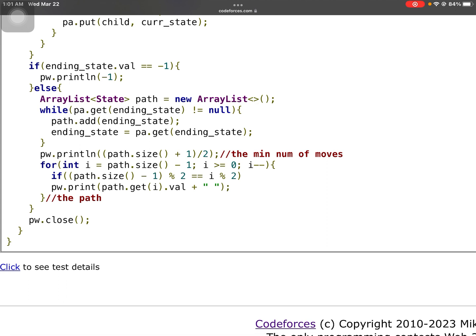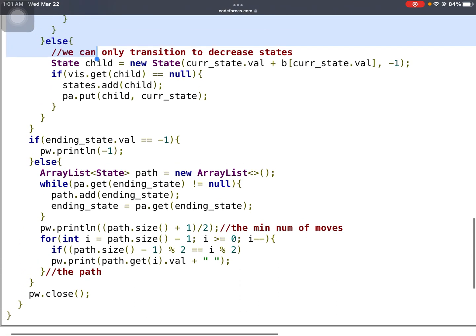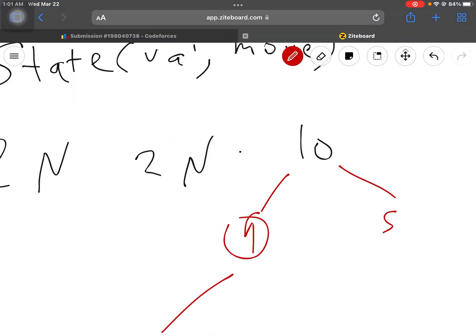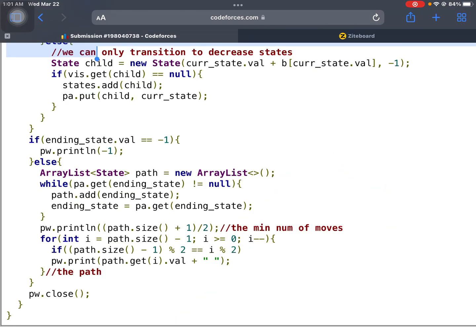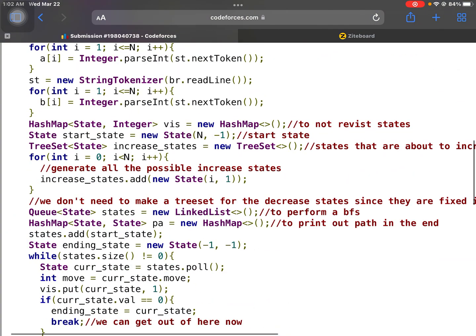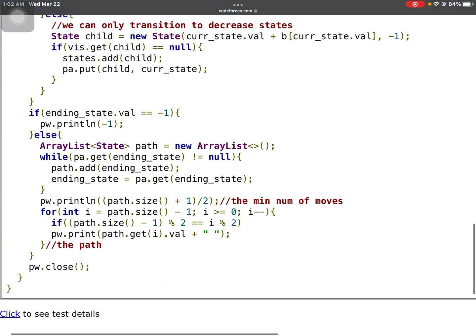And then you print out the minimum number of moves, which is just (path.size + 1) / 2. Remember in our solution, it was just the number of black edges, because they only want to ask you how many times you had to decrease the value. That's basically what they're minimizing, the number of times you have to decrease the value. So you have to decrease it by (path.size + 1) / 2. The reason why it's a ceiling, this is basically equivalent to the ceiling, is because you start with having to decrease the value. And then afterwards, you print out the path.